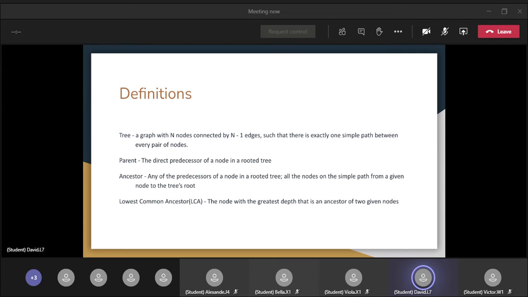the tree. And an ancestor is basically any of the predecessors of a node in a rooted tree, or all the nodes on the simple path from a given node to the tree's root. And then the LCA, or lowest common ancestor, is basically the node with the greatest depth that is an ancestor of two given nodes.